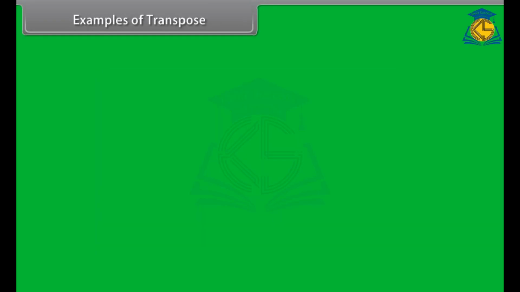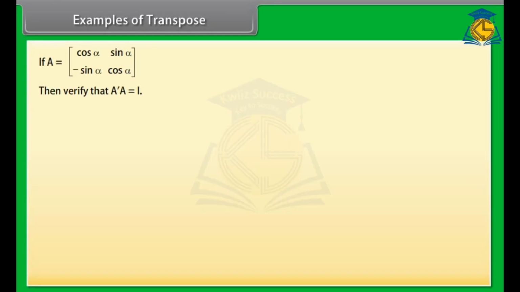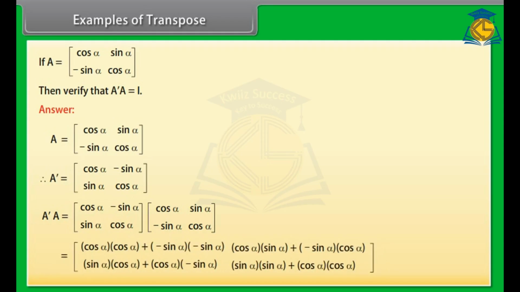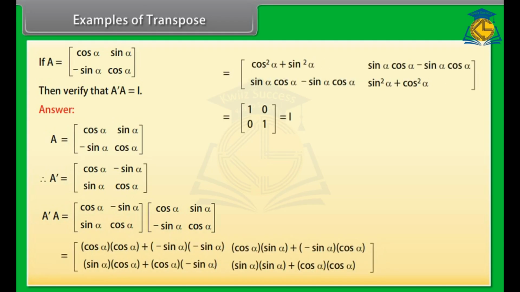Examples of transpose. If A is given, then verify that transpose of matrix A into matrix A is identity matrix. A is given. Therefore, its transpose A dash is matrix with first row cos alpha, minus sin alpha, second row sin alpha, cos alpha. Multiplying A transpose and A and solving, we get A transpose A is equal to identity matrix, hence verified.